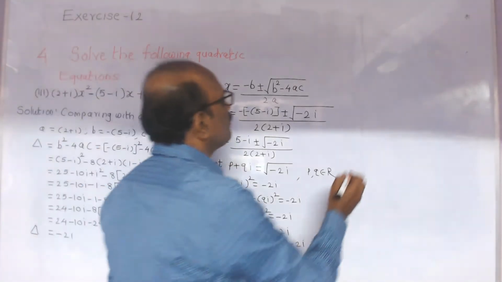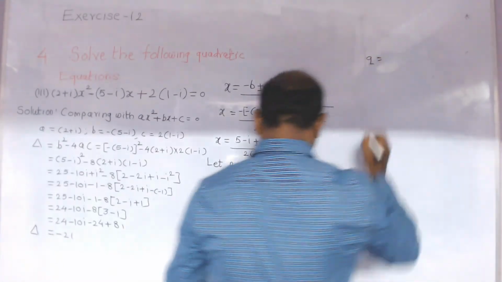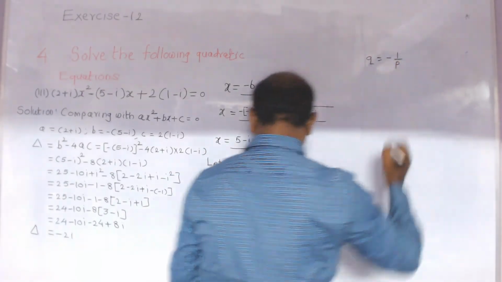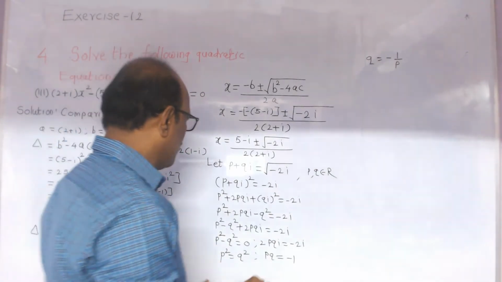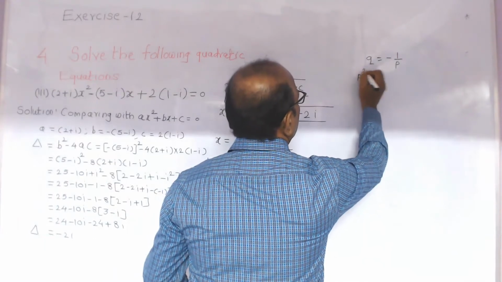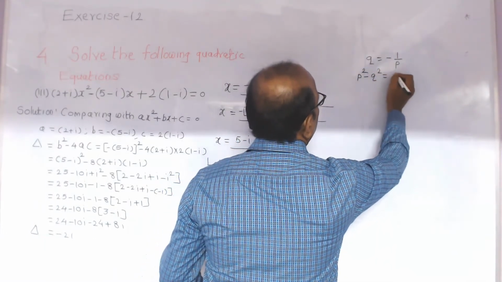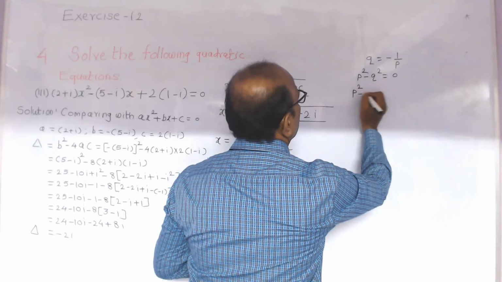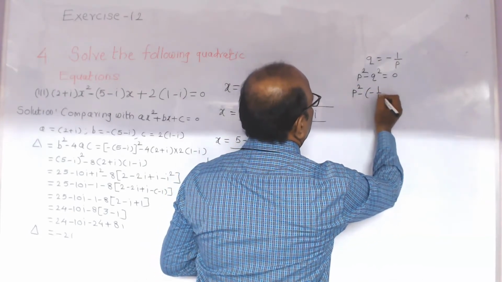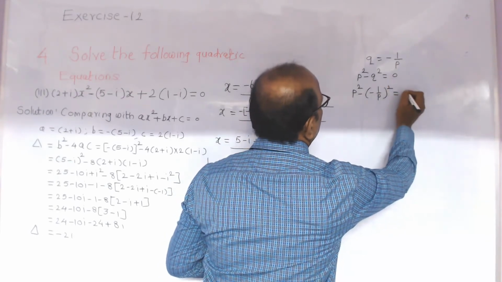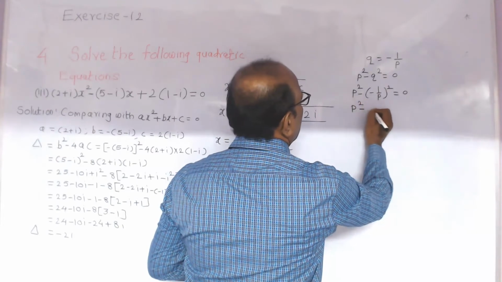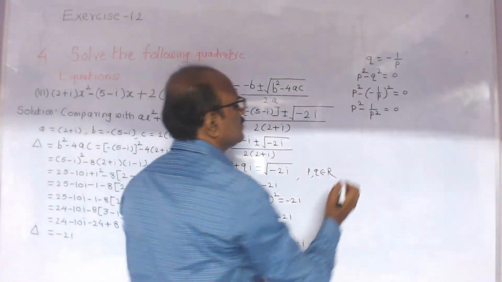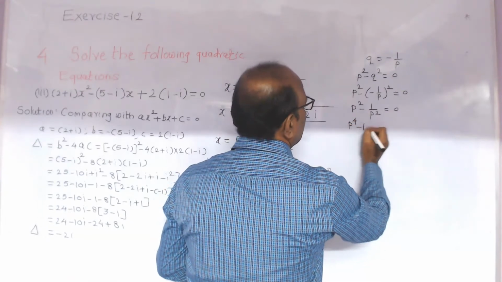What is the value of q? Here pq is equal to minus 1, therefore q is equal to minus 1 upon p. Now p square minus q square, again I will write here p square minus q square equals 0. What is the value of q? q is minus 1 upon p, therefore here p square minus (1 upon p) whole square equals 0. Here p square minus 1 upon p square equals 0. Now simplify this. This is p raised to 4 minus 1, and that equals 0.